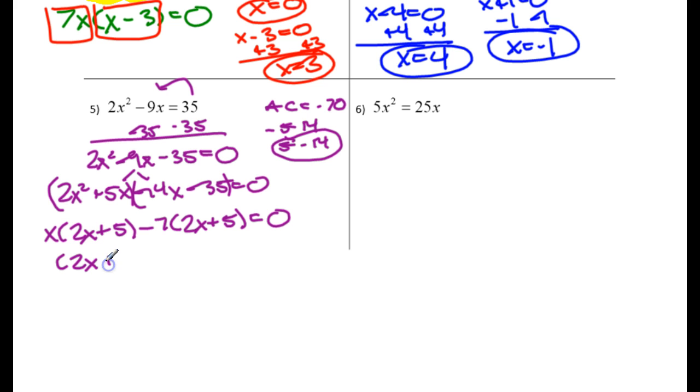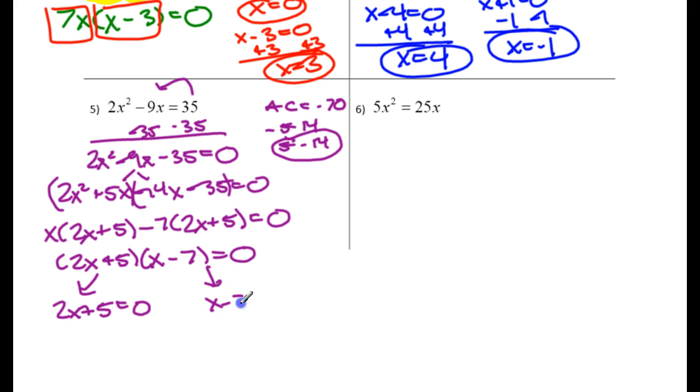So those two common binomials make half of my answer. The other one is the outside terms, x minus 7, which is still equal to 0. So now I'm on to step 3. Now I'm going to split these into two separate equations and solve it. So I'm going to have 2x plus 5 equals 0, and I'm going to have x minus 7 equals 0.